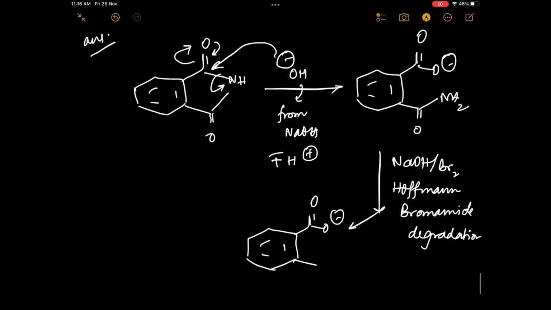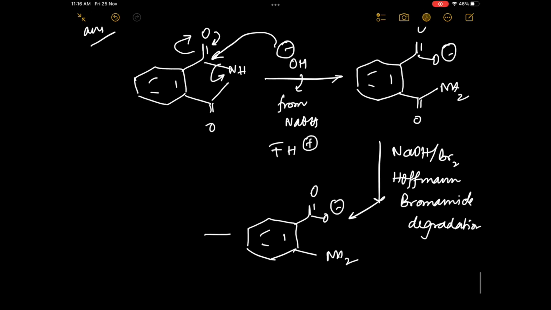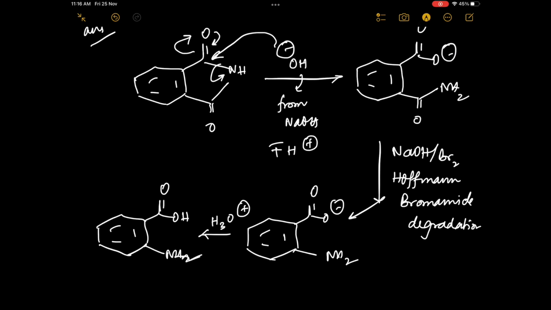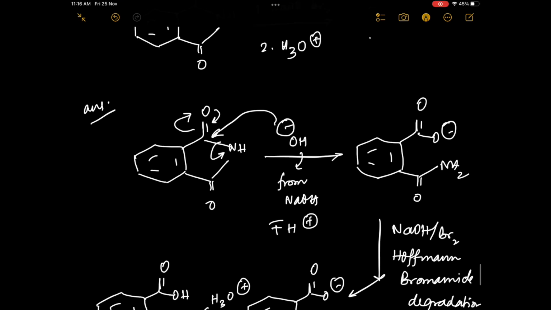Hence we get from Hofmann bromamide degradation CONH2 to NH2, and after that H3O plus actually gives us the anthranilic acid, COOH and NH2. So this is actually the major product that is formed in this reaction. This reaction is also a very important reaction for exams like GATE.